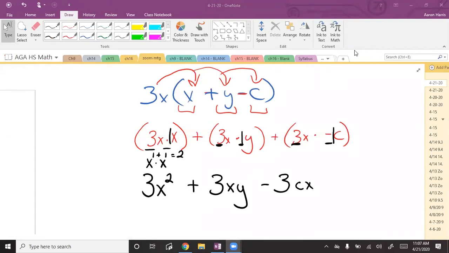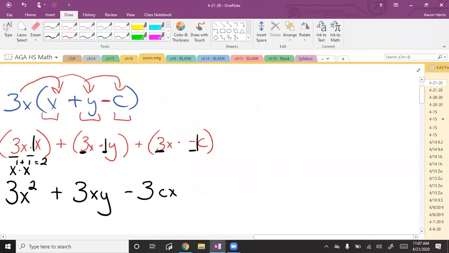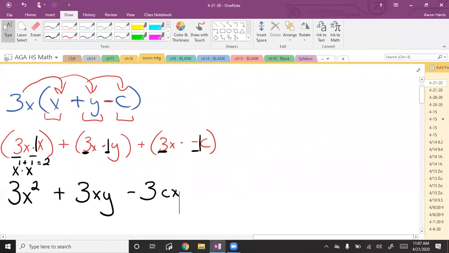Deandra. Hey, Deandra. Mr. Harris. Oh boy. Here we go. So that's regular distributing, correct? Yes. Take something on the outside, multiply it inside. So now what about this one?